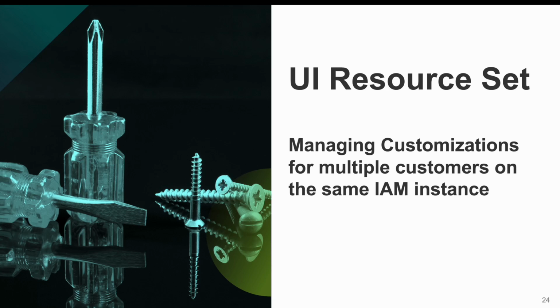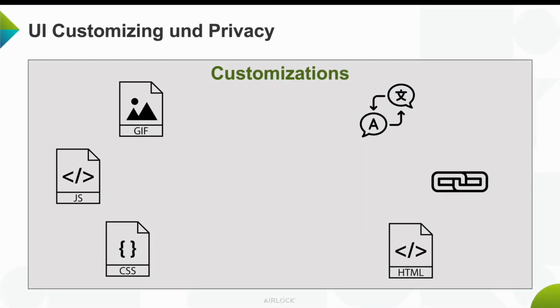Managing customizations for multiple customers on the same IAM instance is a use case that we've seen demand for from different sources. And that's why we introduced a new concept called the UI resource set. Now, what's a UI resource set? It's nothing but a fancy name for basically the zip archive that you're creating when you're using the software design kit to create a customization for the login app UI. So this zip archive contains GIFs, images, JavaScript, stylings, translations, links, and things like that.